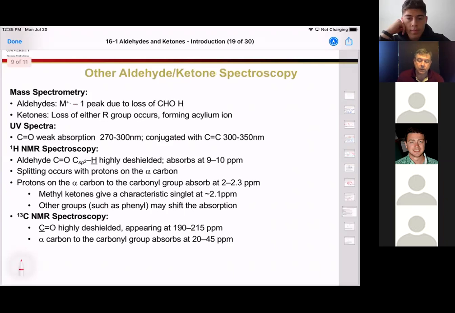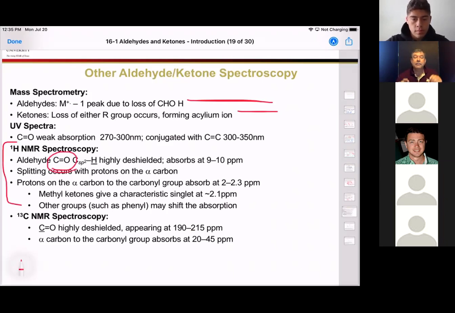Okay, so for NMR, I'm not going to do the mass spec. We'll talk about that in a little while. If we're going to talk about proton NMR, that hydrogen on the aldehyde here is even more de-shielded than that in a benzene ring. Benzene ring protons absorb between 6.5 and 8 ppm. We're going to see that hydrogen on the carbonyl shift much higher, above 9 to 10 in particular.